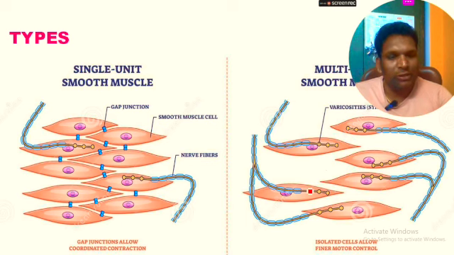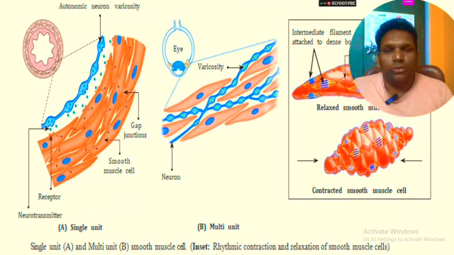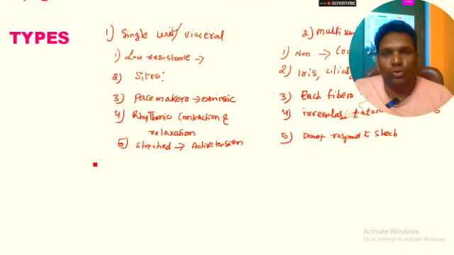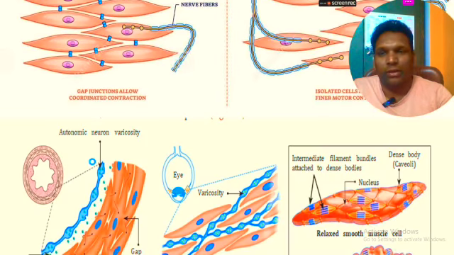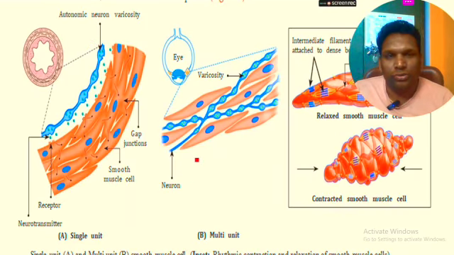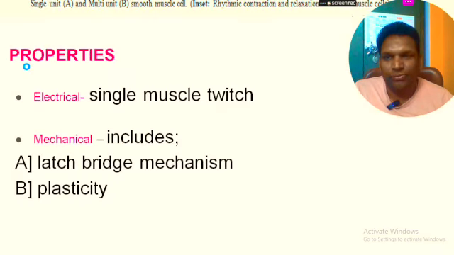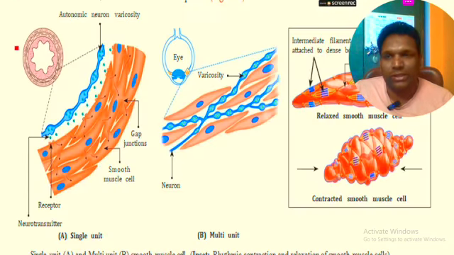This is the gut, where a group of fibers is innervated by a single autonomic nerve, with a varicosity over here. But in a multi-unit smooth muscle, as you can see in the eye ciliary muscle, each single muscle fiber is innervated by a single nerve. A single neuron innervates each muscle fiber.